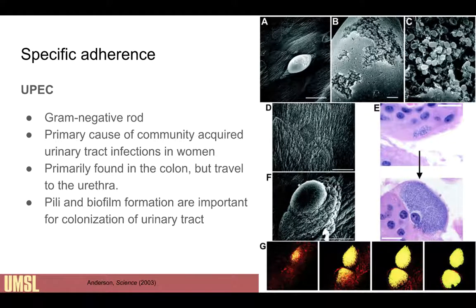UPEC. So this is a gram-negative rod. It's essentially the E. coli that we work with in the lab with some extra nasty genes encoding a lot of these fimbriae and some other things that we'll talk about later on. And so this is the primary cause of community-acquired urinary tract infections, particularly in women. And it's found in the colon, but can travel to the urethra, and it's essentially kind of everywhere.